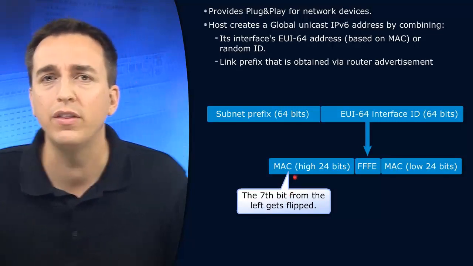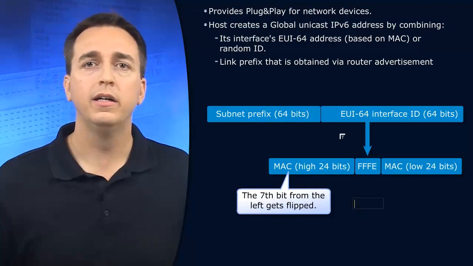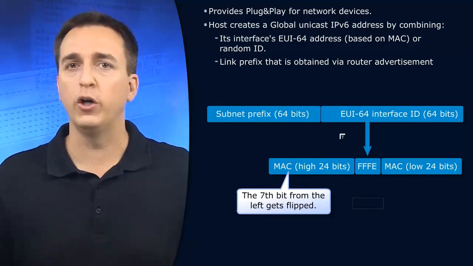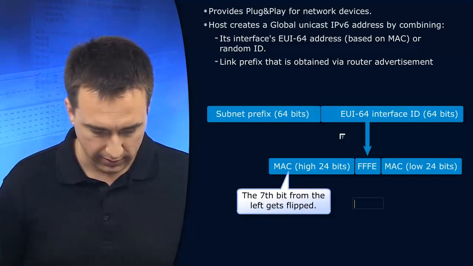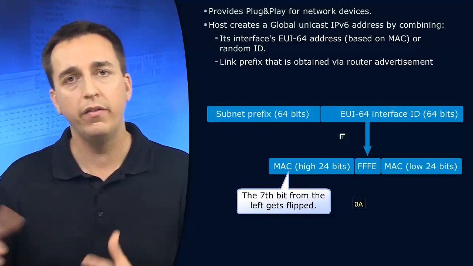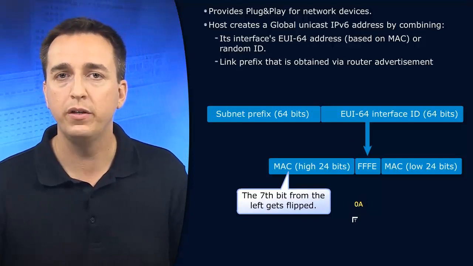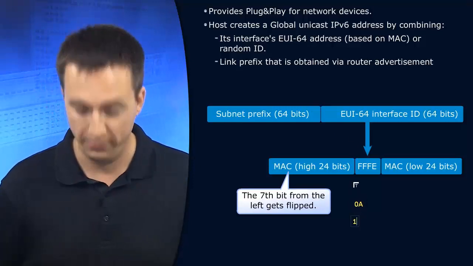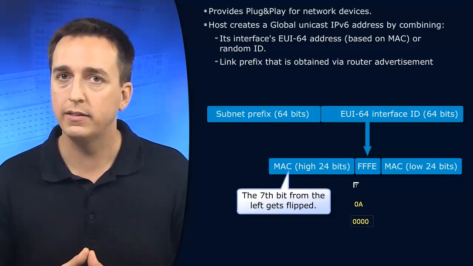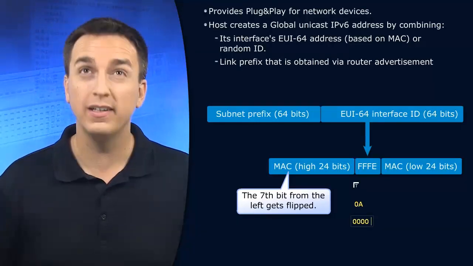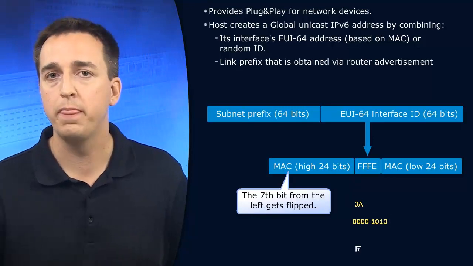What do I mean by the 7th bit from the left gets flipped? Well, let's just take the first two hexadecimal values of a MAC address. So let's say our MAC address started out as 0A, and then there was the rest of the MAC address. Well, if we convert 0 to binary, what do we get? We get 0000. If you convert A to binary, what do you get? Well, A is 10, so there's 8, 9, 10. So there we go. That's what A is in binary.